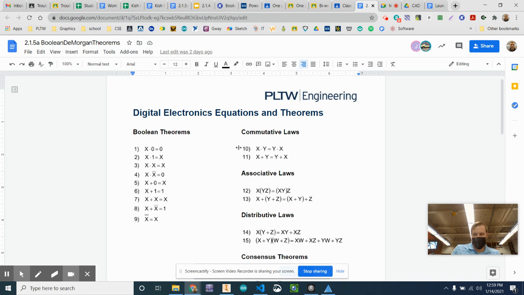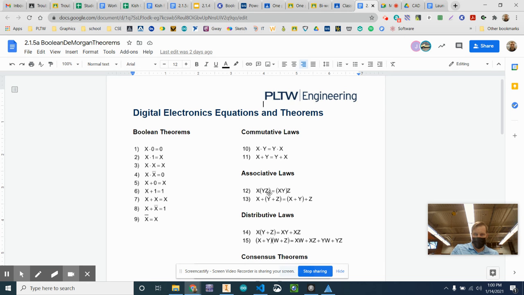We have some other laws as well: commutative laws, associative laws, and distributive laws. These are just your basic algebraic laws. You already know these, believe it or not. It really just says, for example, it doesn't matter the order in which we add or multiply so long as everything gets multiplied and added. So you can rearrange it as needed.